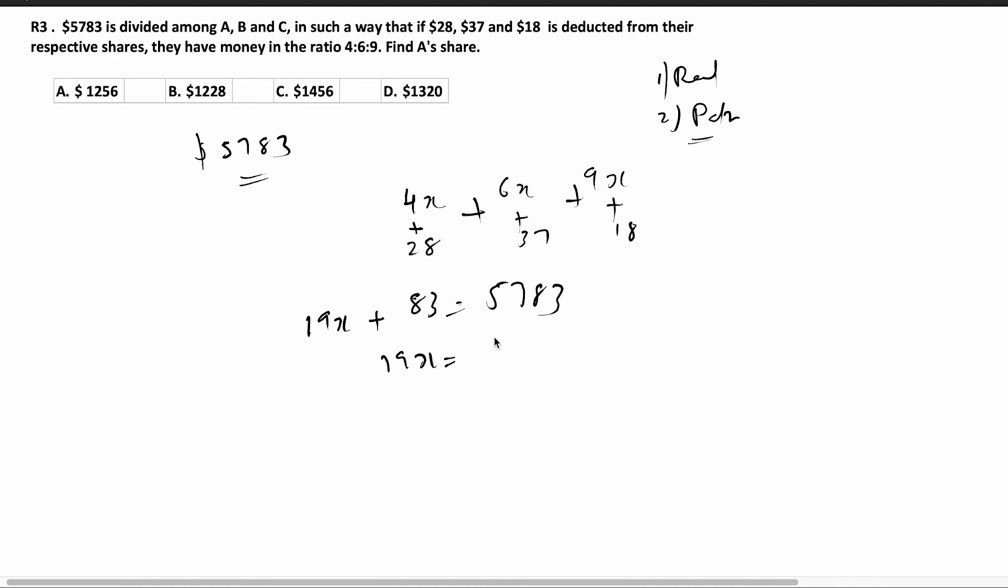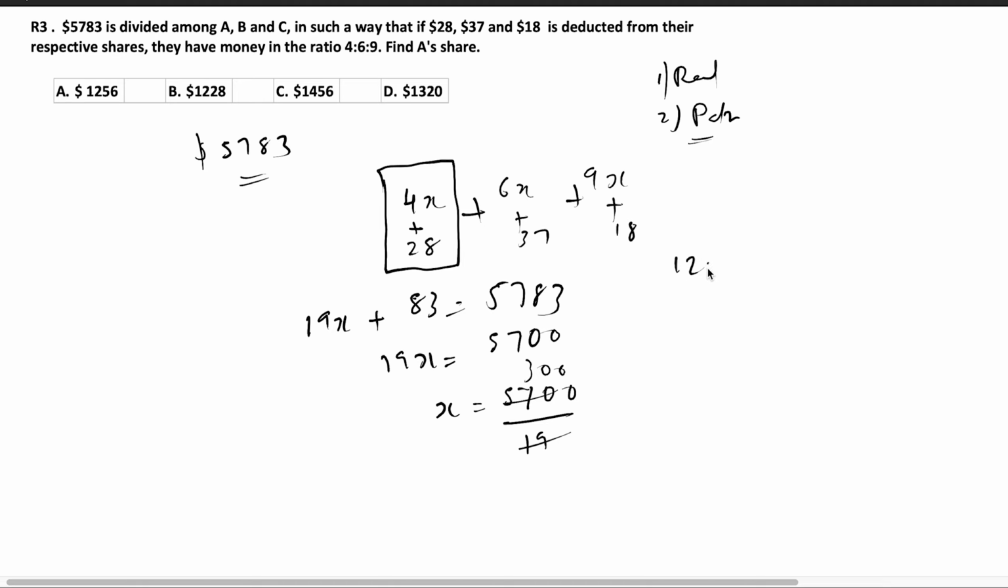19x is equal to 5783 minus 83, so 5700. x is equal to 5700 divided by 19, which is 300. So the value of x is 300. Now the question is to find the share of A. A had a share of 4x plus 28. So 4 into 300 is 1200, plus 28, 1228 dollars. So option B is the answer.